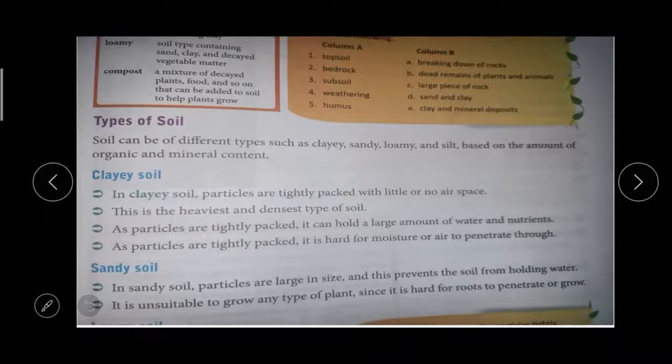Then the next one is types of soil. Different types of soil are given: clayey soil, sandy, loamy and silt. How are they classified? Based on the amount of organic matter and mineral content.